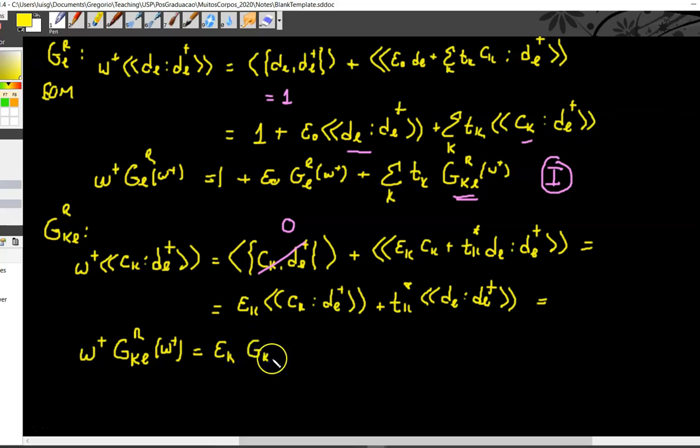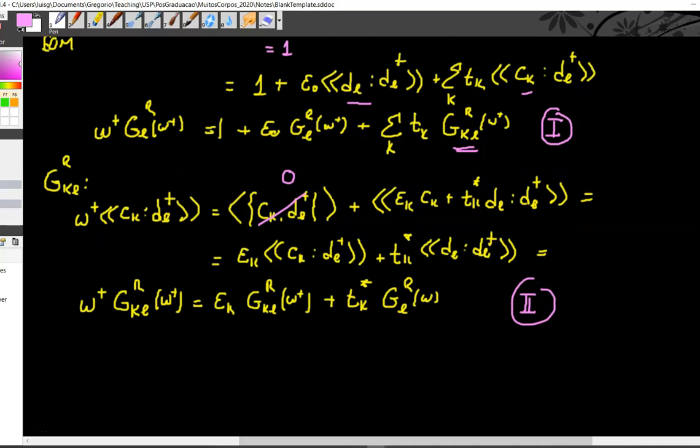CKDL plus TK star DL. So this is the other one there. So I have a system of two equations which I can solve algebraically, right? So I have 1 and 2, and I can try to solve them. So let's see how can we do it. So let's take this equation here, for instance.